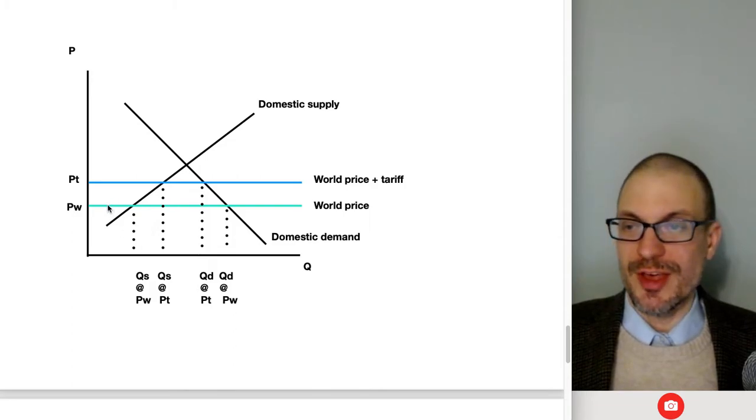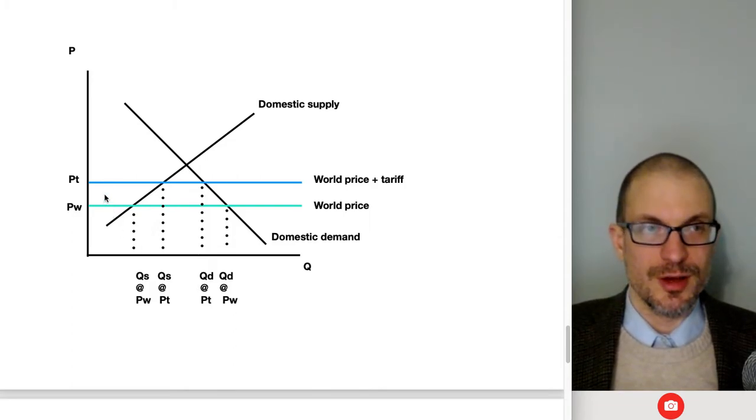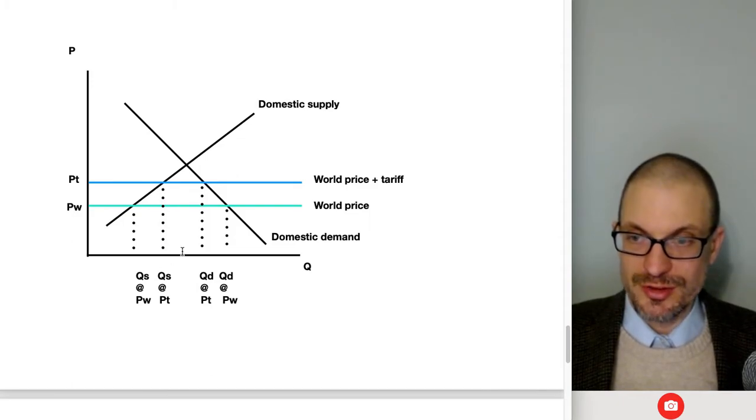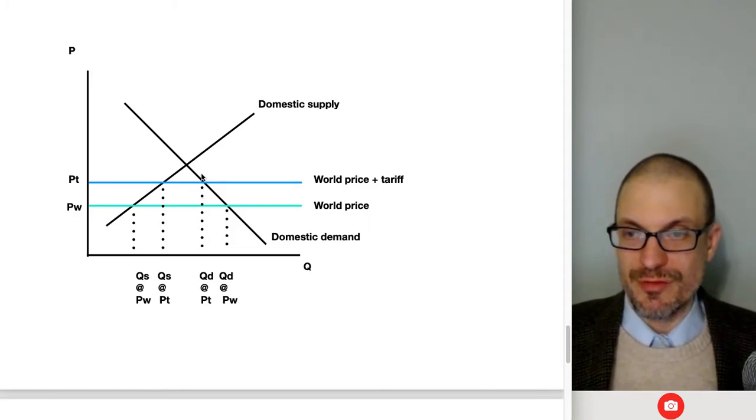Then what's happened, once the tariff is attached to the world price, is the amount of imports shrinks to this amount right here. Because here's the quantity supplied at the tariff-inclusive world price, and here's the quantity demanded at the tariff-inclusive world price. So now imports is smaller.